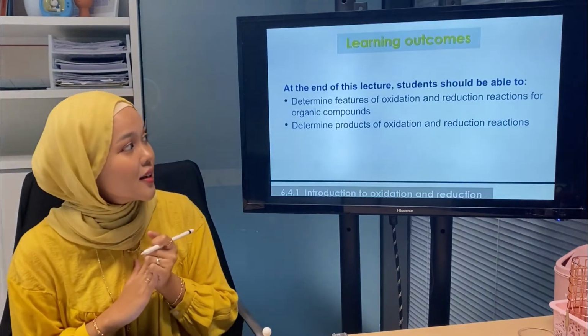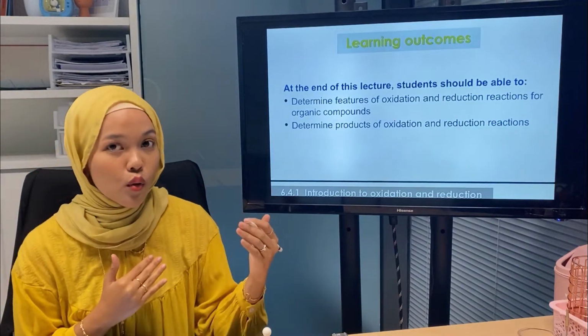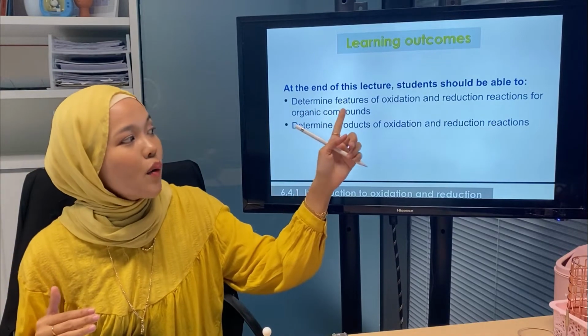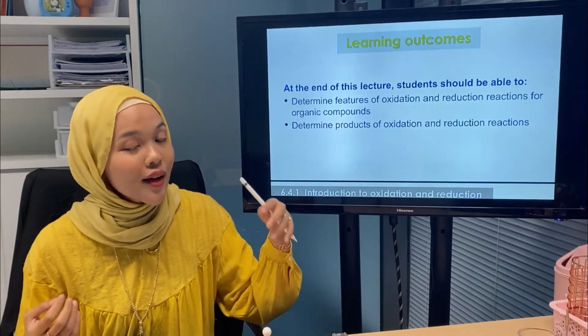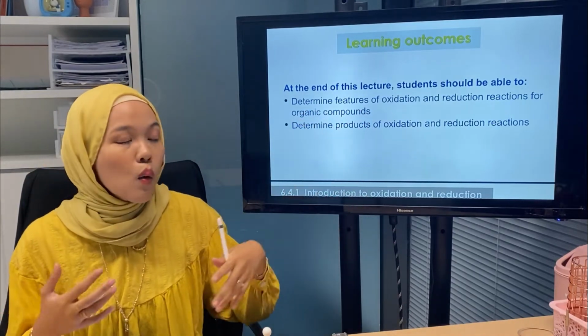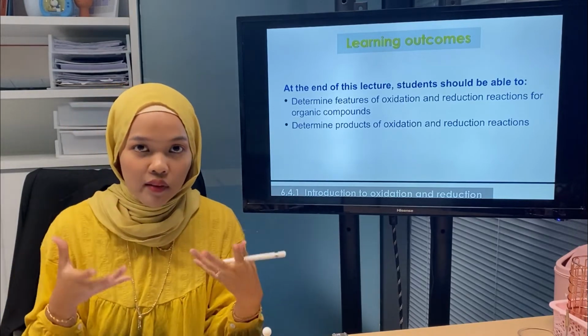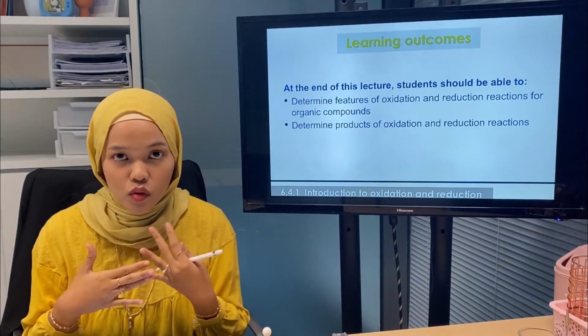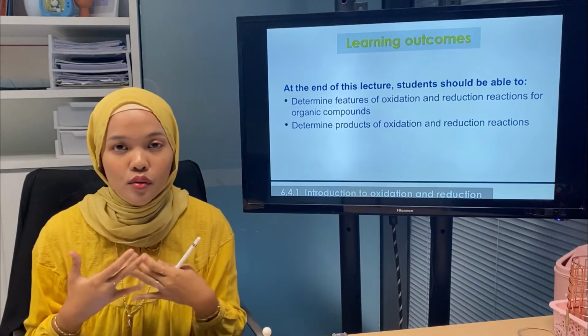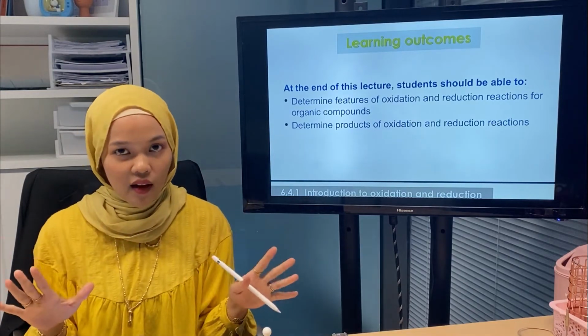So this is the learning outcome. By the end, you should know what an oxidation reaction is, what a reduction reaction is, and how to predict the product based on the catalyst and the reagent used. Okay, so we are going to look into that.